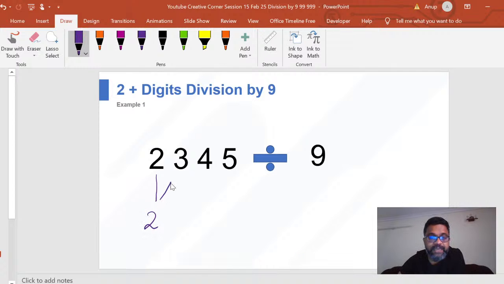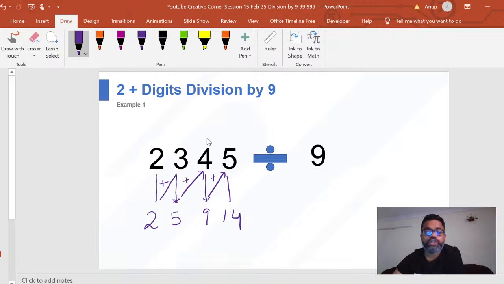Okay, then you will add it to this 3, right? When you add it to this 3, what will become? 2 plus 3 will become, I'm going to draw it very carefully for you, 5, right? Take 5 and add it to 4, right? When you add 5 plus 4, what do you get? You get 9. Now you take this 9 and add it to 5. When you add that, what will you get? 14.